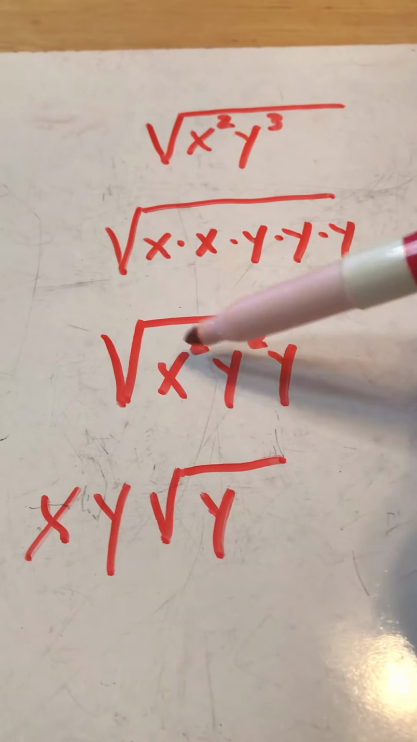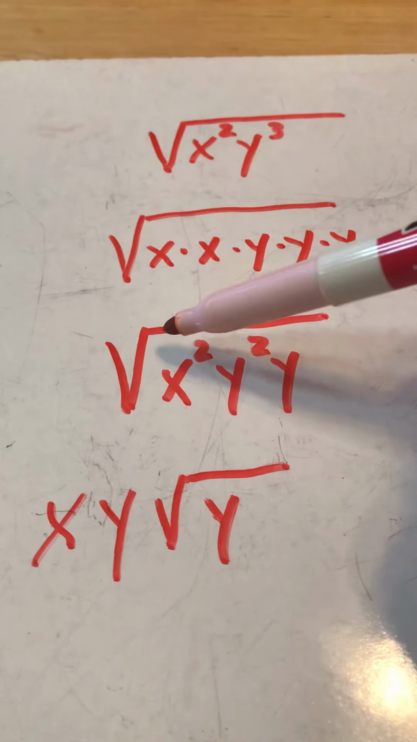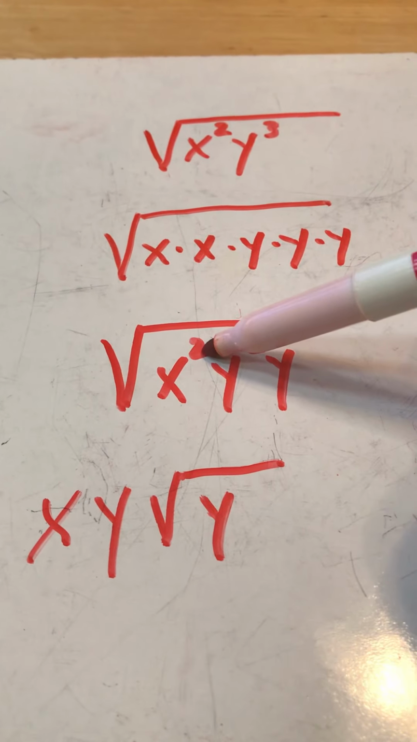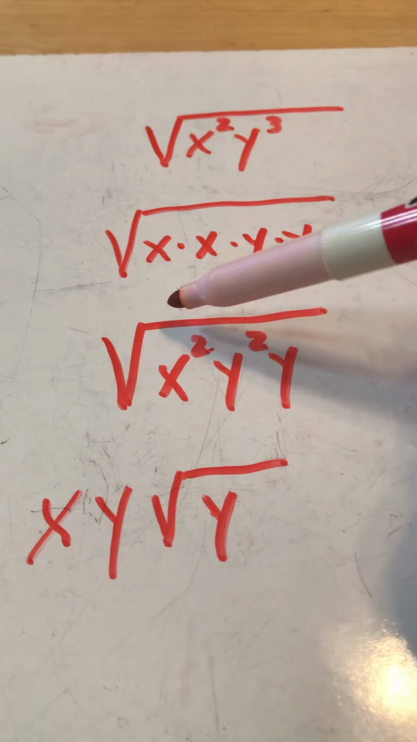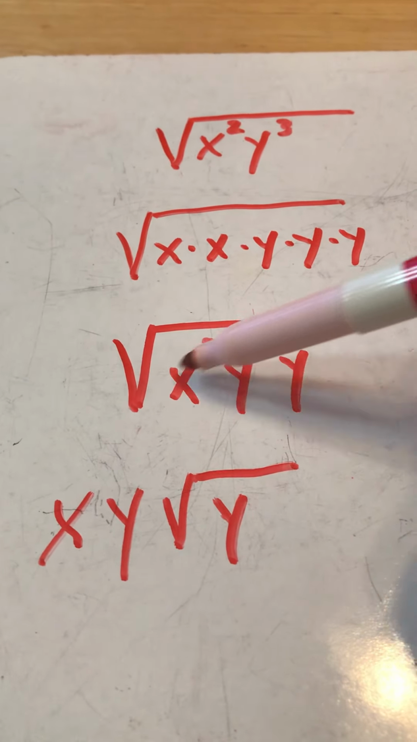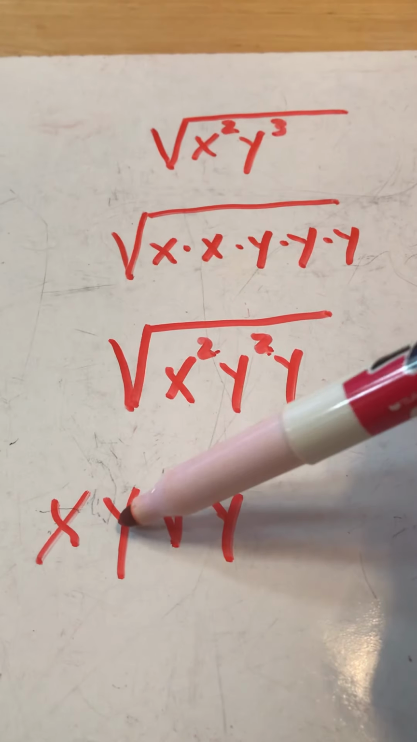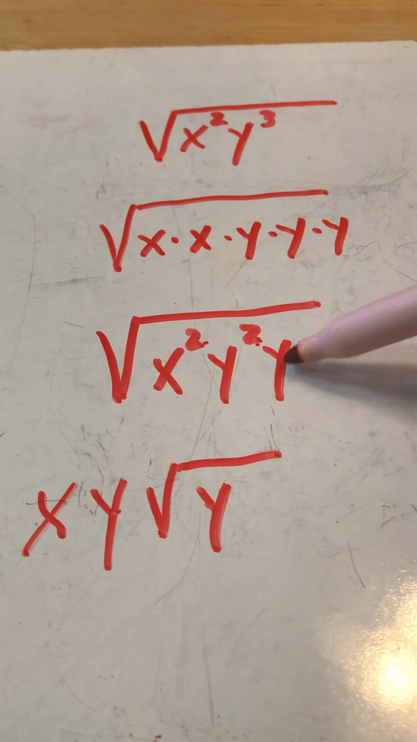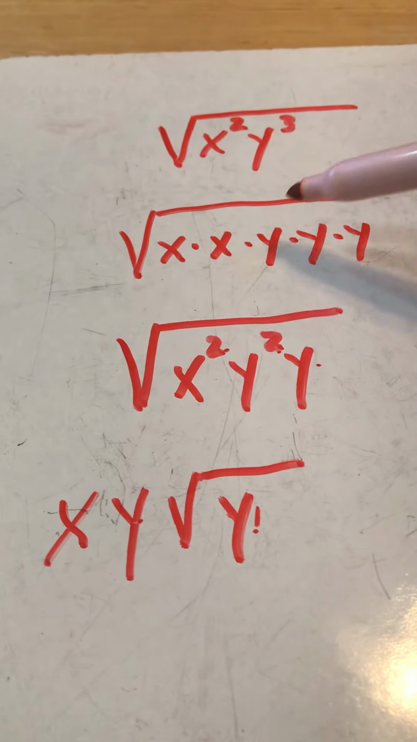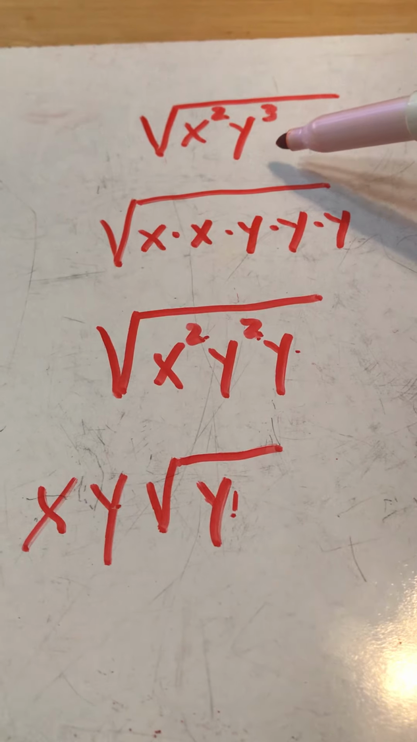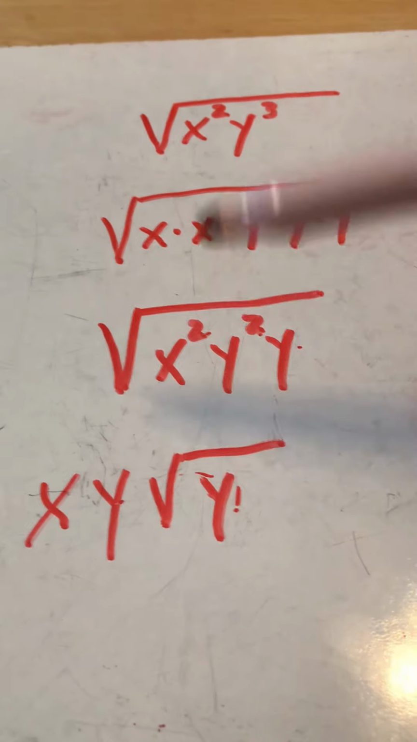The reason we want to do this is we break them down to square roots when possible, because the square root of something squared, they cancel each other out. So in this case, the square root of x squared is just x. The square root of y squared is y. And then we have a y left over right here, which stays underneath the radical. So the square root of x squared y cubed is equal to xy times the square root of y.